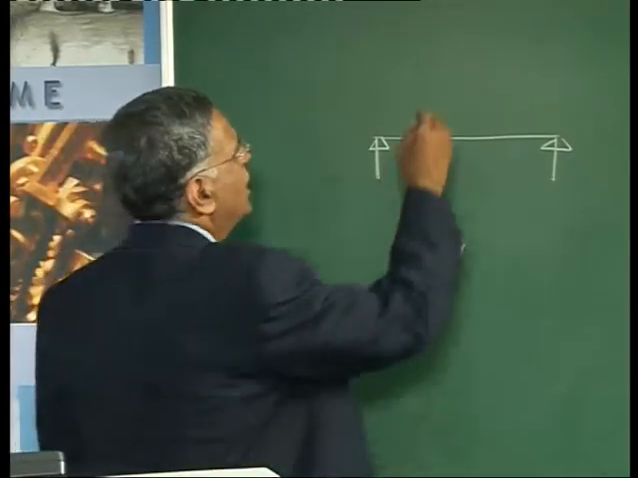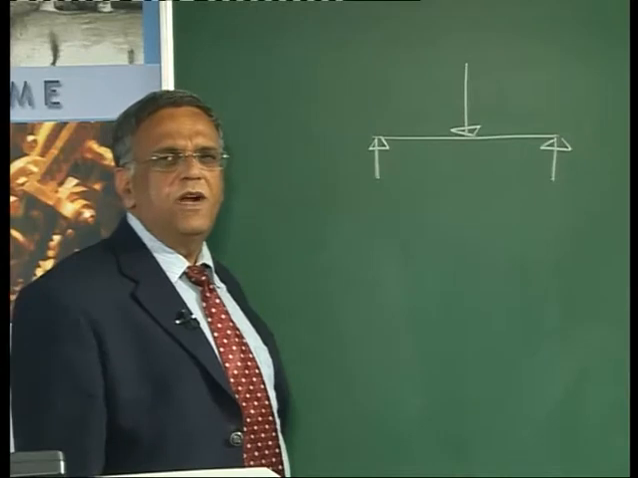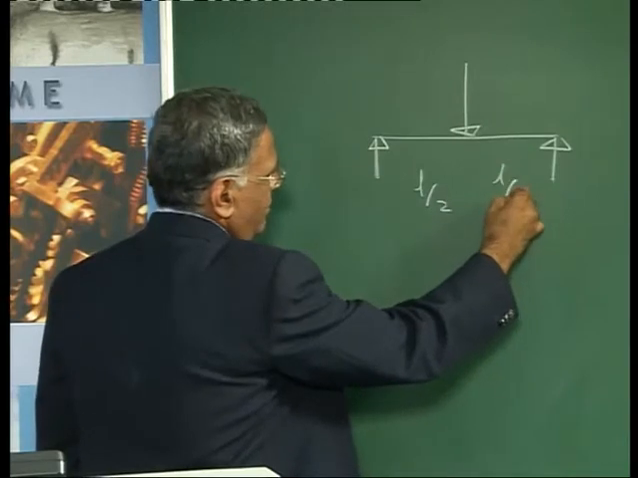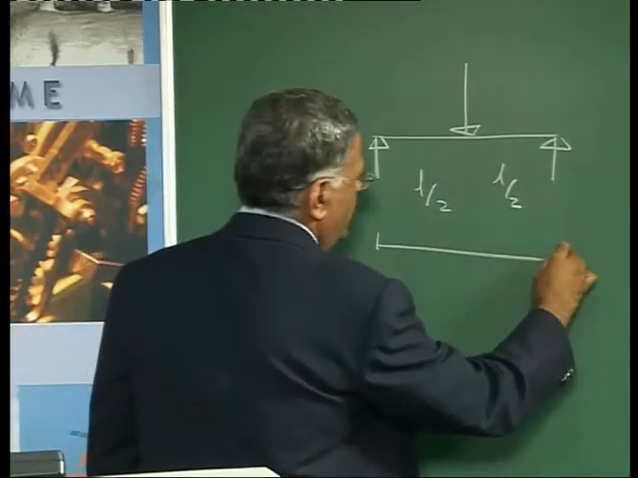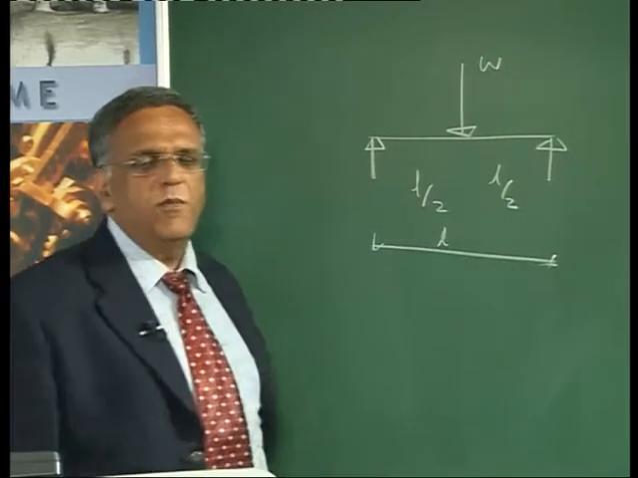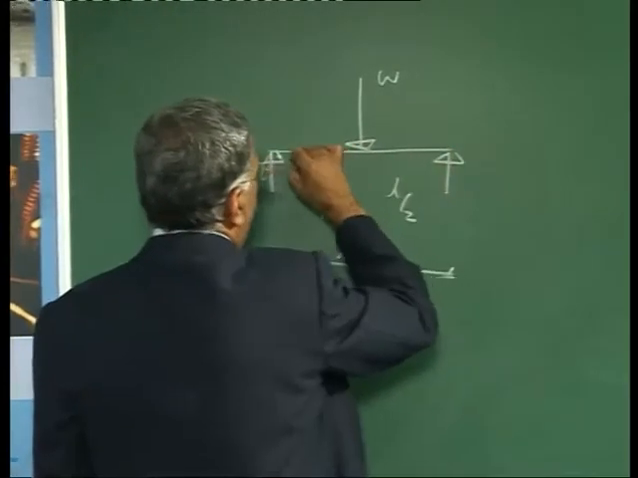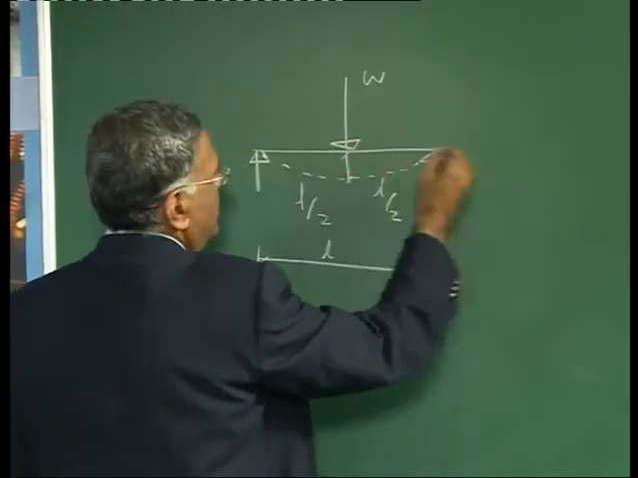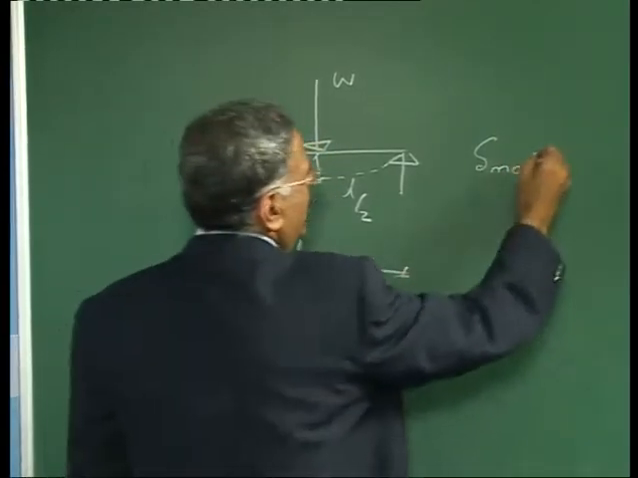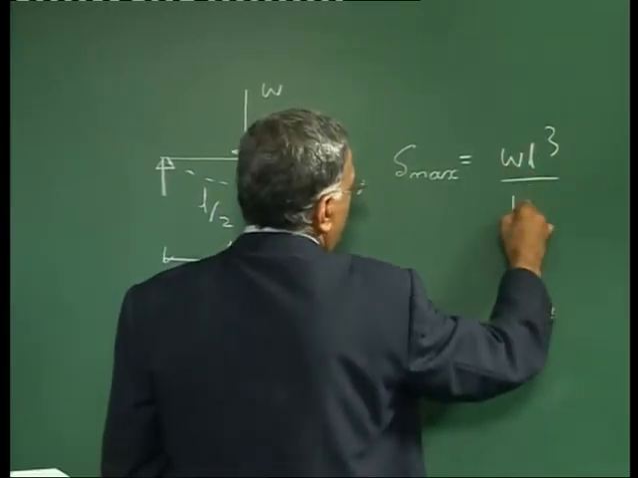For example, if you consider a simply supported beam with a concentrated load at the center, with a span of L, the total span of the beam is L, the load acting is W. You very well know that the maximum deflection occurs at the center, and this value of the actual maximum deflection at the center is given by the formula, or it can be derived as WL^3 by 48 EI.